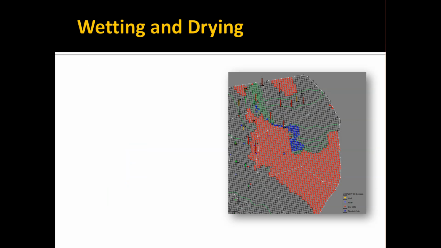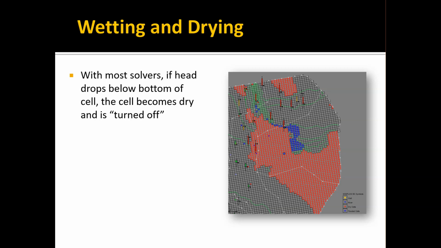Okay, another issue we deal with is called wetting and drying. If you look at the MODFLOW grid on the right, you will see a number of small red triangles. These are cells that have gone dry. The blue triangles are cells that are flooded. The head in the cell is greater than the top elevation. But that's not as big a problem as the drying. The cell drying can be a big problem.